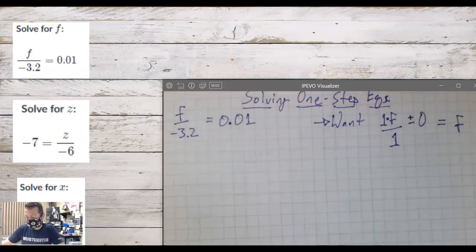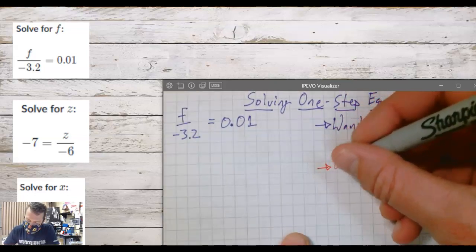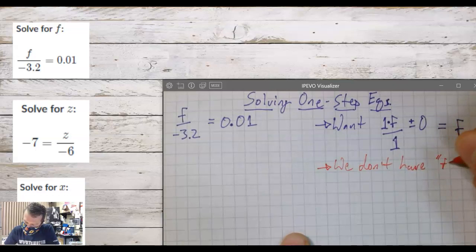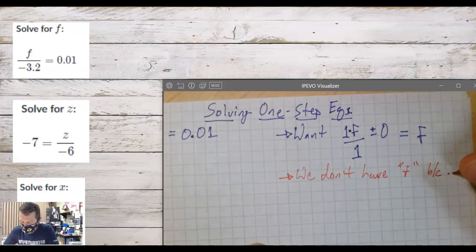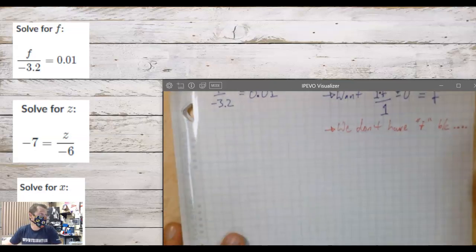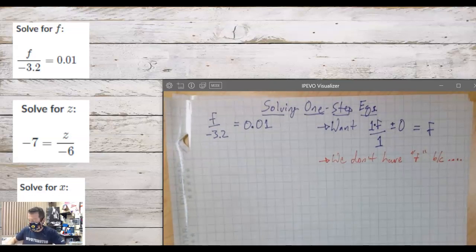So what we ask ourselves is what has been done? Why don't we have 1f? So we don't have just f, because, b/c is a short way of writing because. So this is what you want to answer to yourself: why don't we have just 1f? And what could we do to fix that? So f over here is divided by negative 3.2. There are a couple ways to deal with that, but the easiest way that we know is to use the inverse operation. So this is one of those solutions where we will use inverse operations.